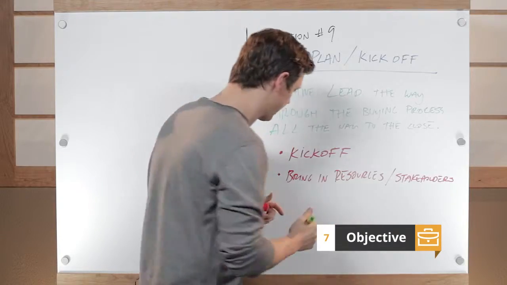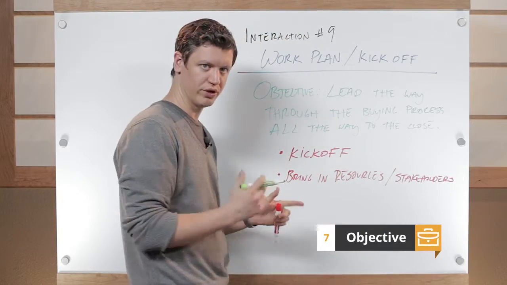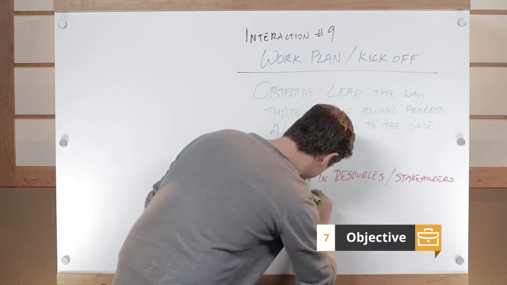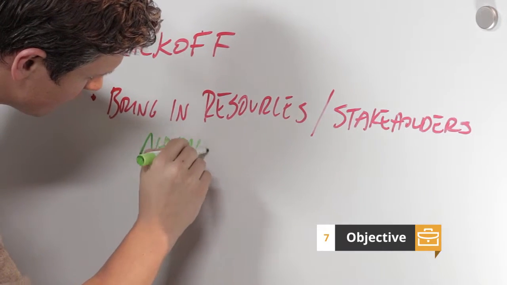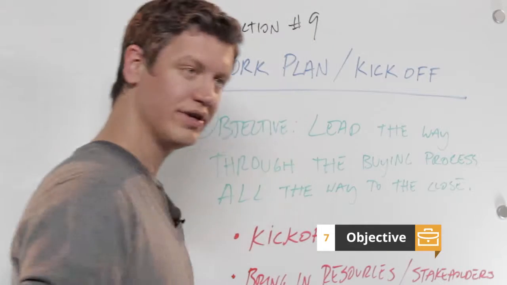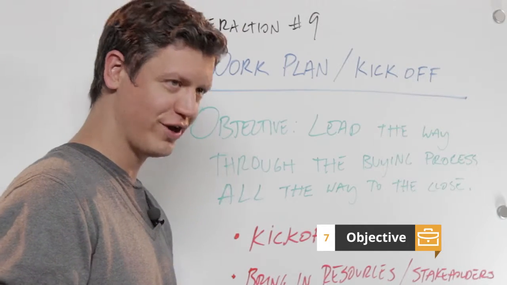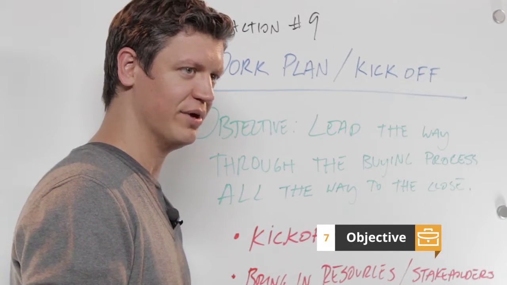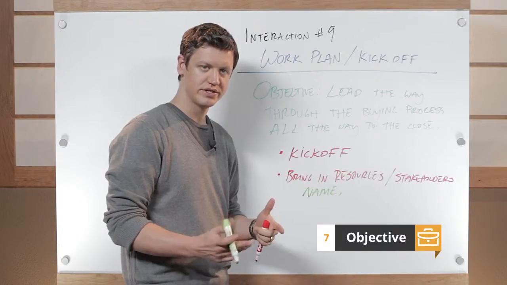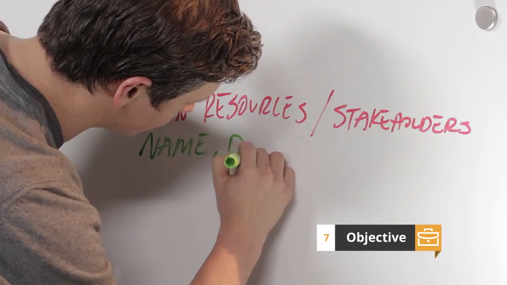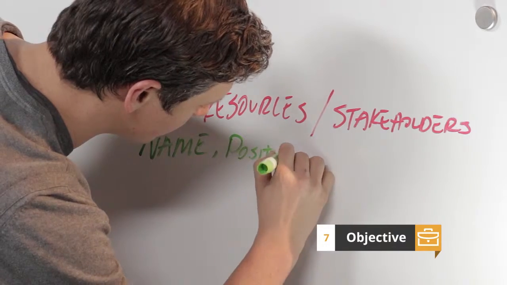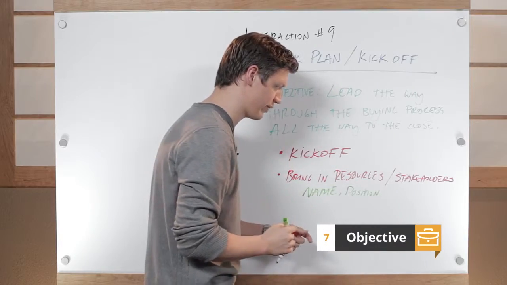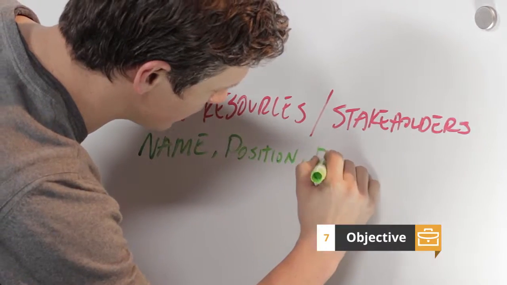There's also 3 key aspects that you want to bring to the table with your resources and your stakeholders. First of all is name. You want to make sure that you have all the names of your stakeholders ahead of time and prepared for this meeting. In addition to name, you want to have their position, their actual title. So you want to make sure that you can properly introduce everybody. And then you're going to have their responsibility.